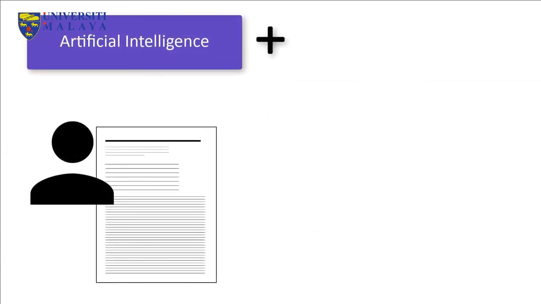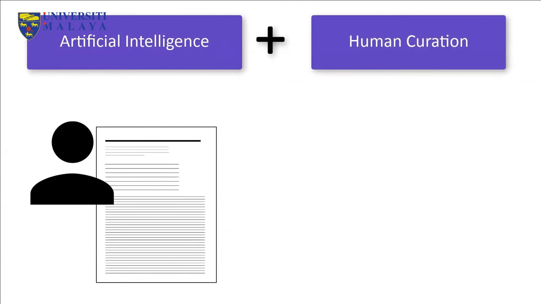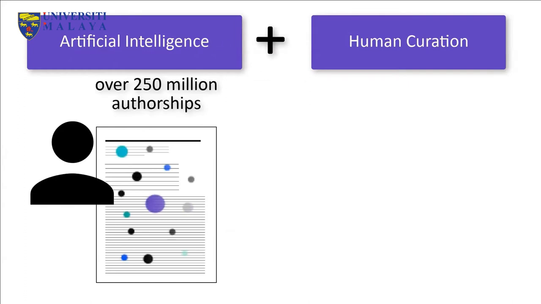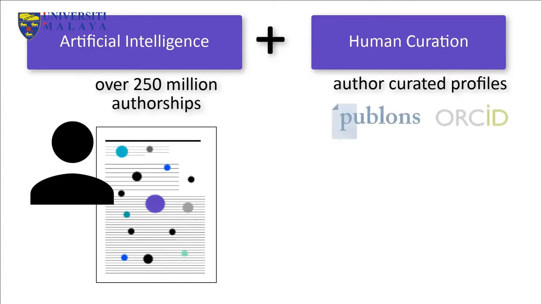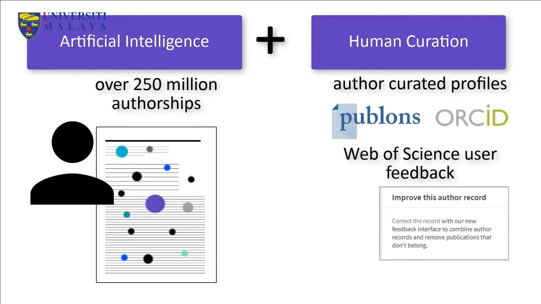Web of Science uses a combination of artificial intelligence and human curation to disambiguate authors. Our algorithm computes over 250 million authorships from the Web of Science Core Collection and uses over 40 features to determine the likelihood that two publications belong to the same author, including name matching, affiliation, citation behavior, and co-authorship patterns. This is paired with verified author input from Publons and ORCID, which use numerical identifiers, as well as feedback from the global Web of Science user community, which enables the algorithm to learn and improve author data.